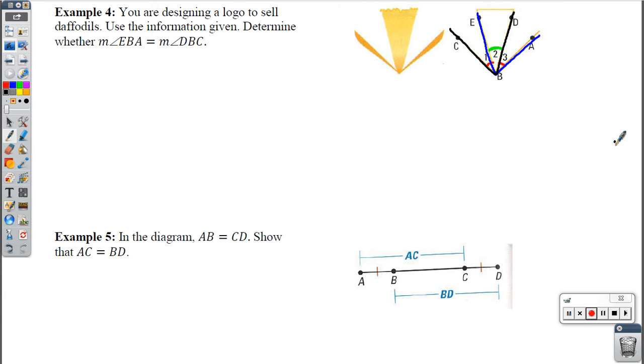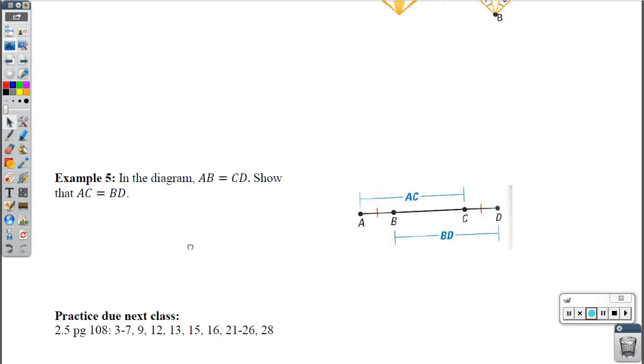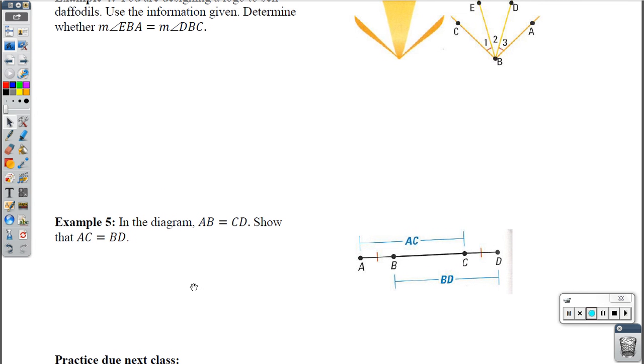All right, in example 5, the length of segment AB is the same as the length of segment CD. So that's already marked on the picture. That's what this mark here and this mark here mean, those two vertical marks on AB and CD. That means that they are congruent. Show that AC is congruent to BD. All right, well, we have the same exact argument as we did for the angles in the last one.